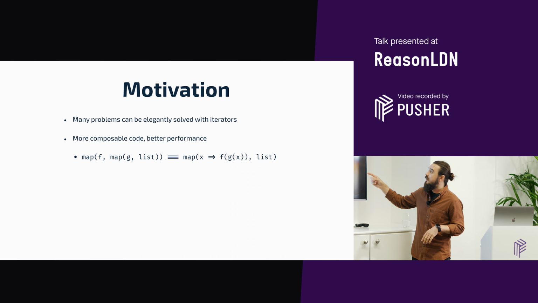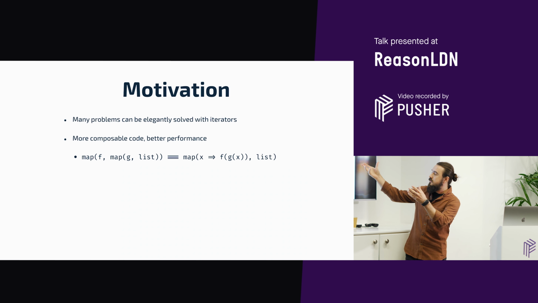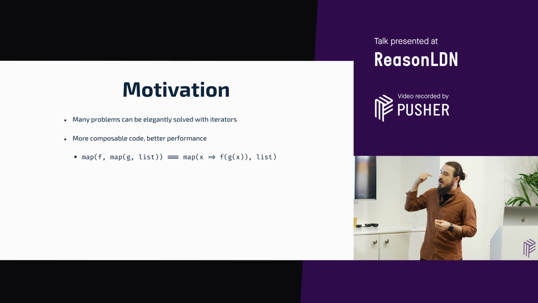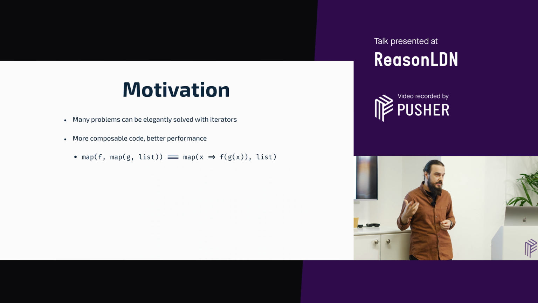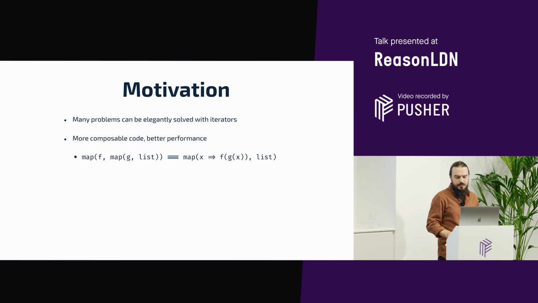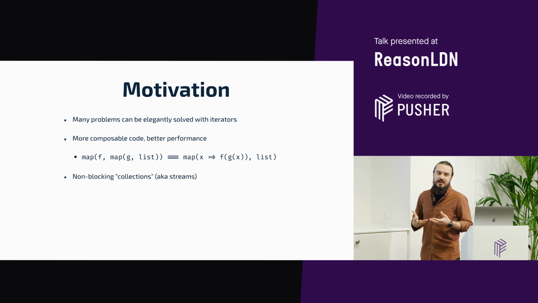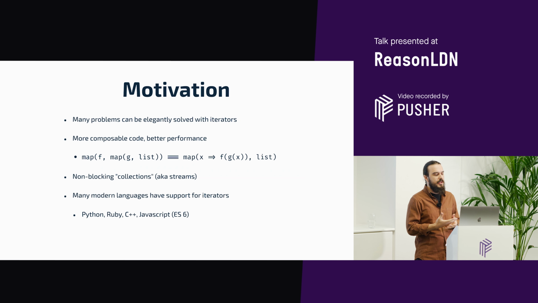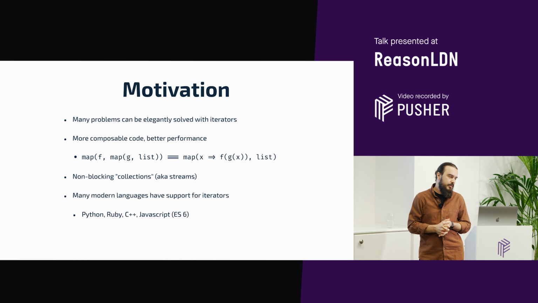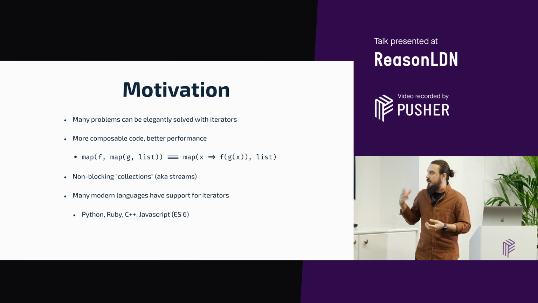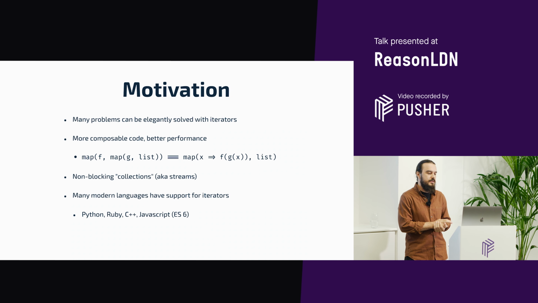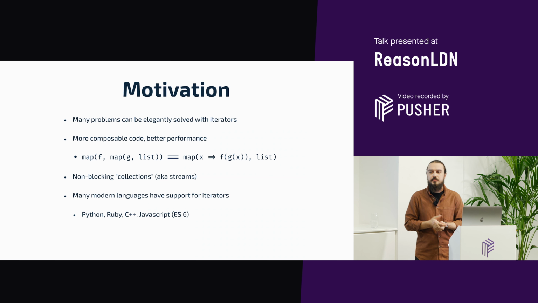While in the second case, we took these two functions, f and g, and composed them, and we run the map transformation only once on the list. So this is the core idea behind iterators. We can think about them as non-blocking collections or streams. And many modern programming languages adopted iterators and put them at the core of the language design. Languages like Python, Ruby, C++, JavaScript, or even Rust have iterators, and they have very good support for them.